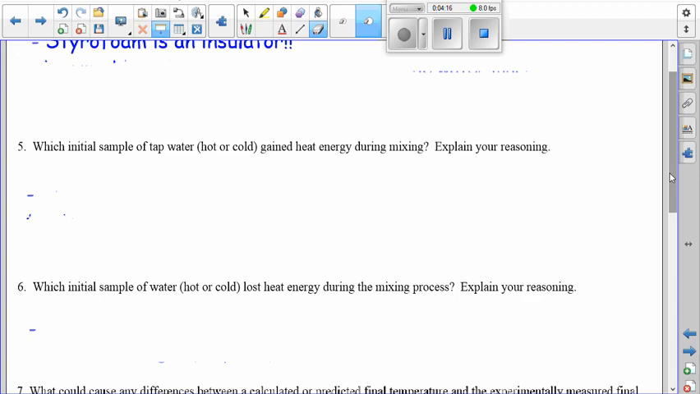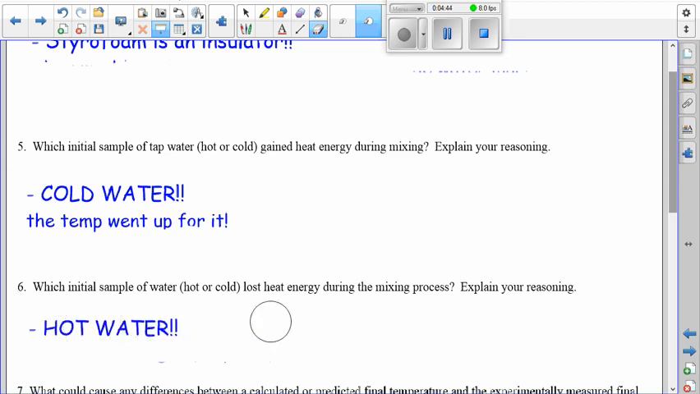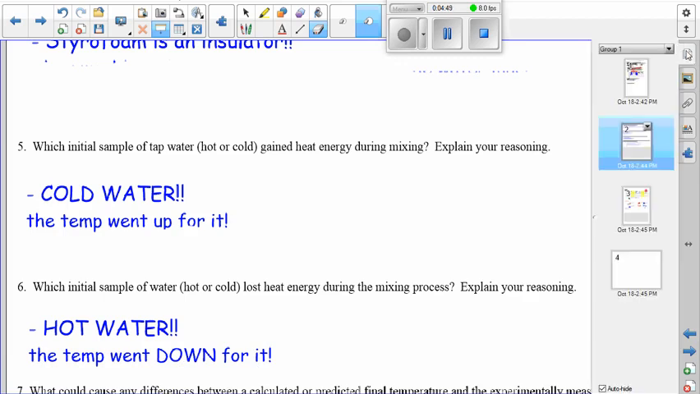Now, which sample gained energy? Well, that was the cold water. The cold water gained energy, and what was the number that you saw that let you know the cold water was gaining energy? What changed about the cold water when you mixed them together? Okay, so the hot water is heating up the cold water. Yeah, it's transferring. Like when you leave ice cream out, it gets warmer, and mashed potatoes out, they get colder. Yeah, so the temperature went up for the cold water, whereas the hot water is the opposite. The hot water's temperature went down. Okay? So that's where we're sort of meeting in the middle.